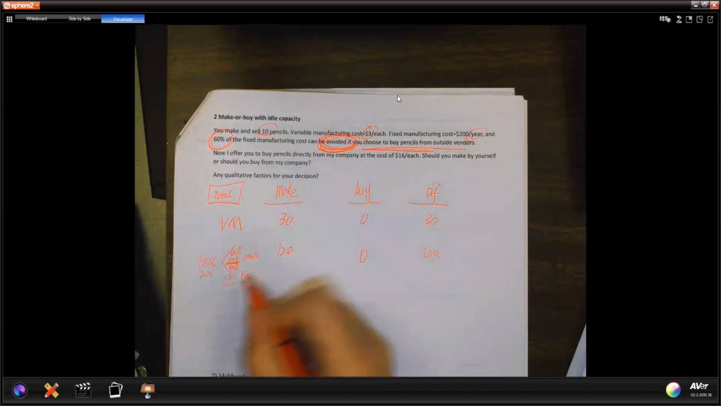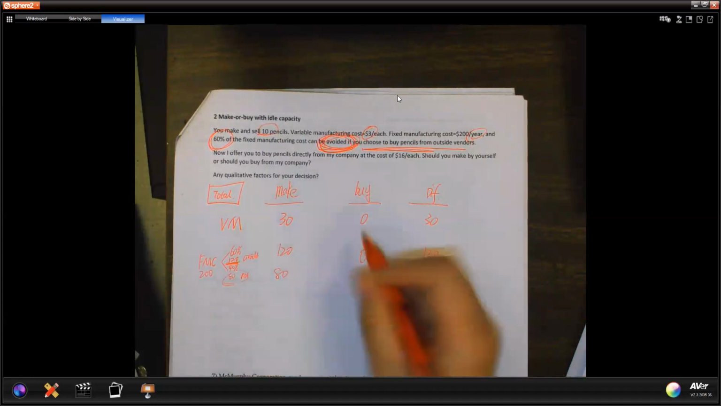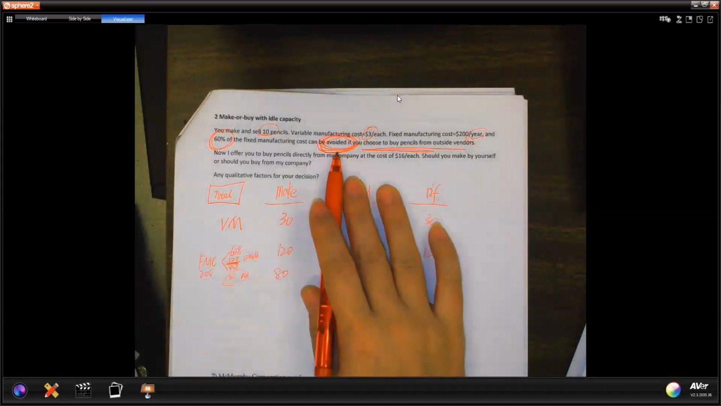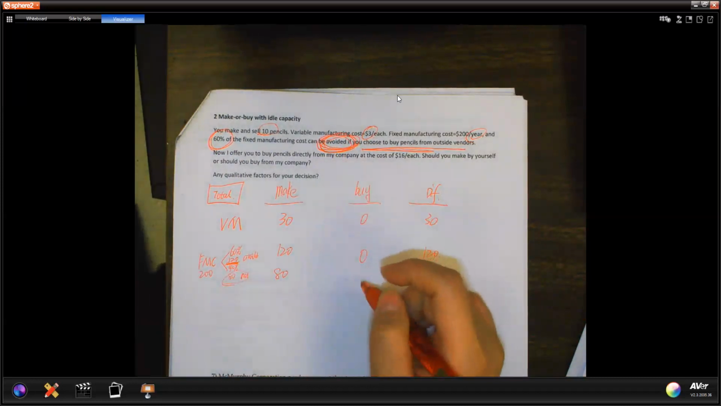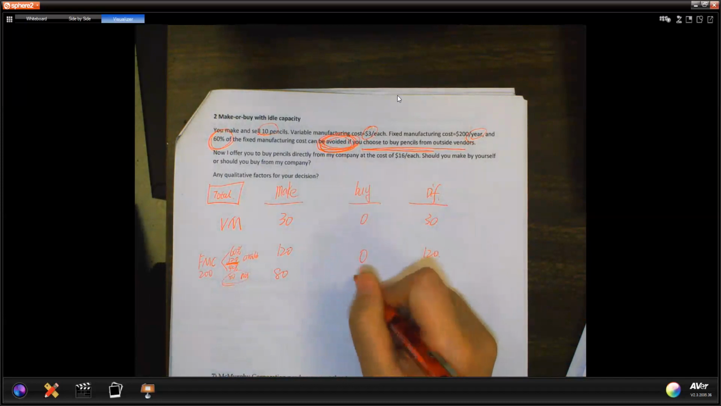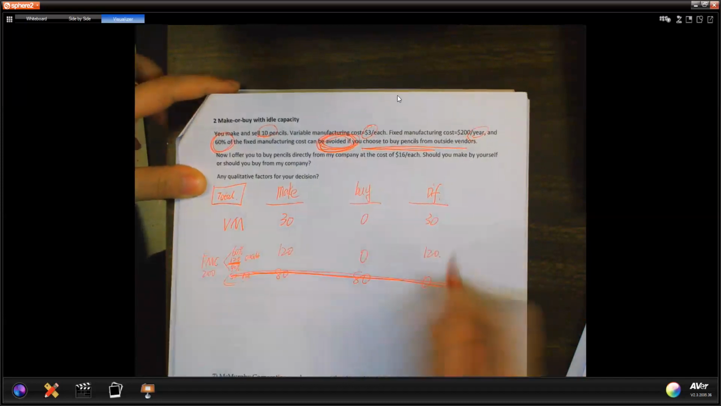For the $80, if you buy, you can only avoid 120. The other 80, you cannot avoid. It means you still have to pay that $80, which means there is no difference. So no matter whether you make or you buy, there is no difference for this $80.